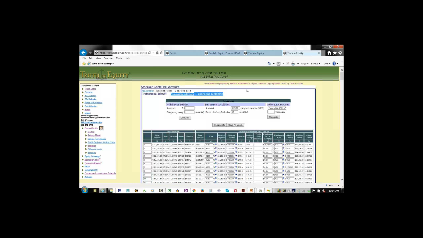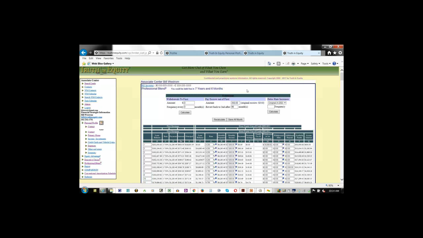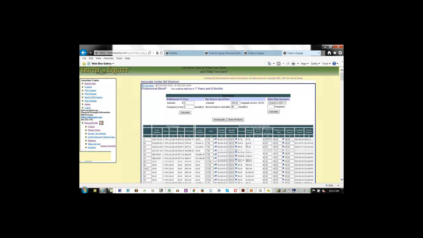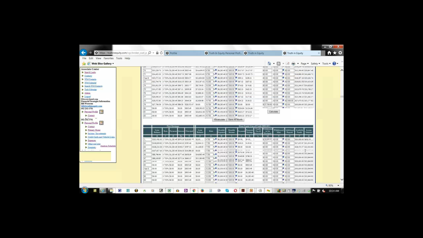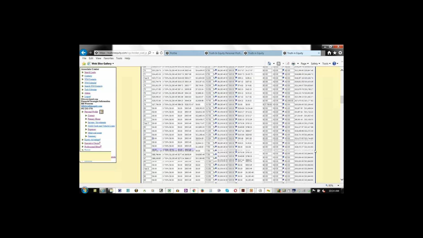Okay, so there's our new payoff projection. Did our payoff projection change at all? 7 years, 6 months, exactly as it was at a half point per year. Let's scroll down. Here's our payoff line, and our interest went to $32,847. So what did that cost us? That cost us $1,500 in interest over a 7.5 year time frame, with the rate going through the roof. Right? We're at 11 1/4 by the time we get this thing paid off.